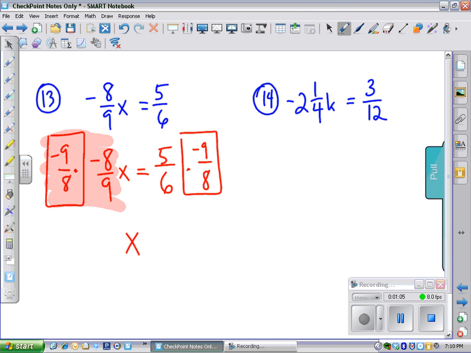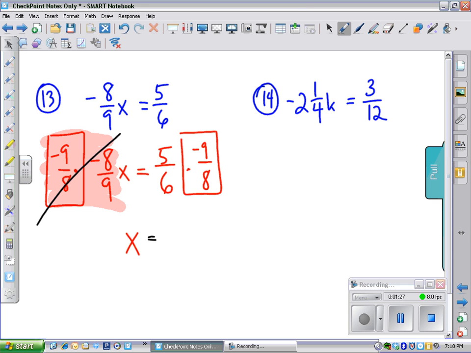Proof here would be that negative times negative, this negative 9/8 times negative 8/9, would be 72/72, which is 1. And 1 times x is x. So this is taken care of using that idea of multiplying by reciprocals.